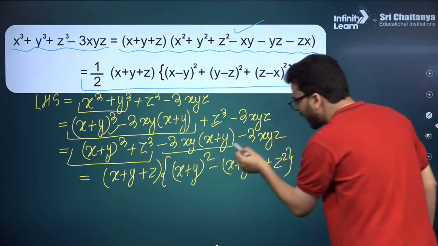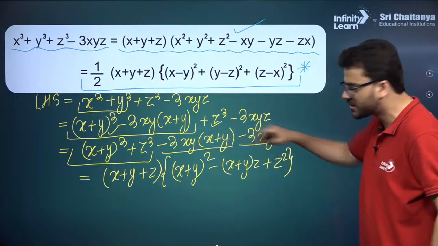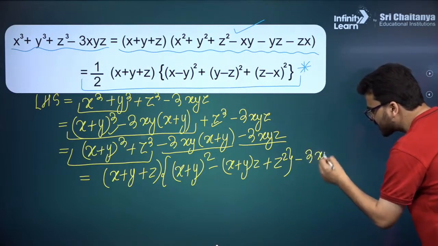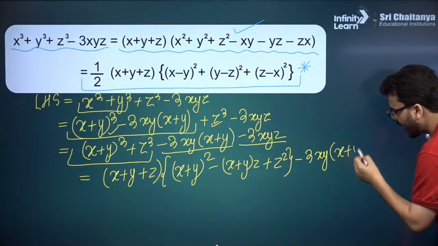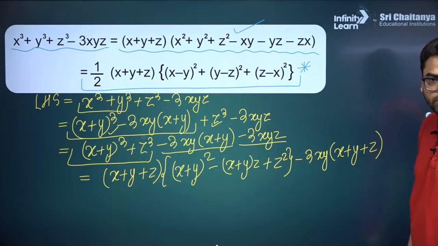Now out of these two terms over here, can I take minus 3xy as common, guys? Tell me. So I can take minus 3xy as common, not z, just 3xy. So we will be left with x plus y plus z over here. I hope this is clear to every student.